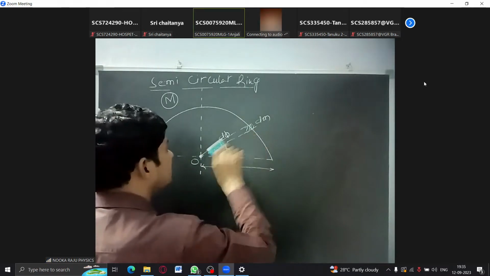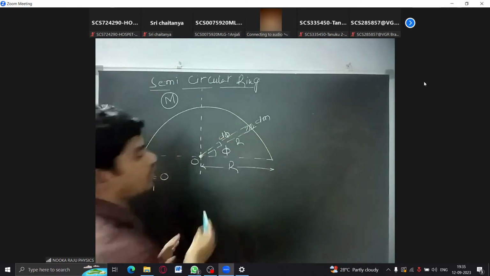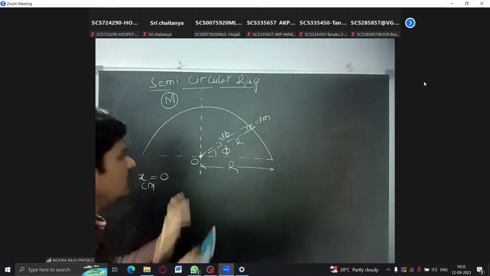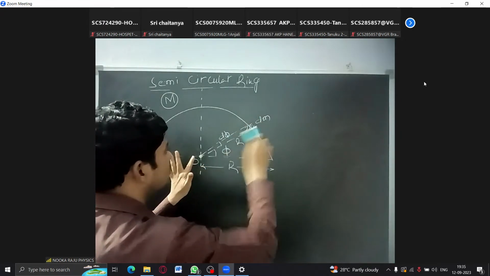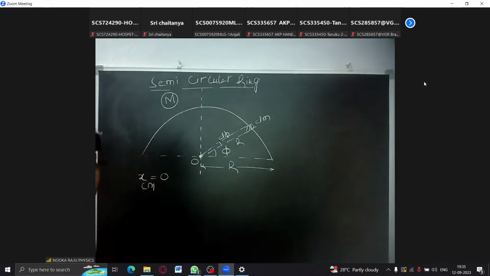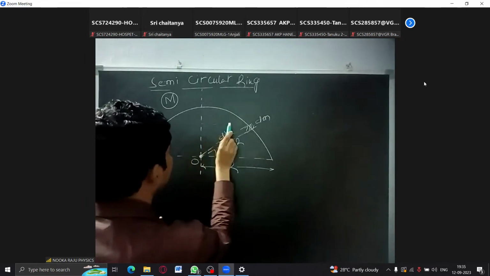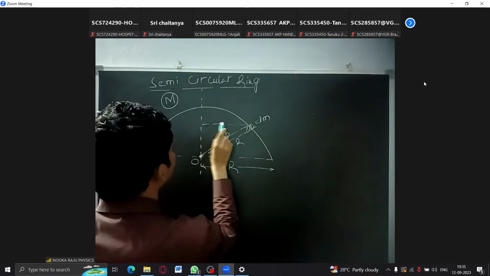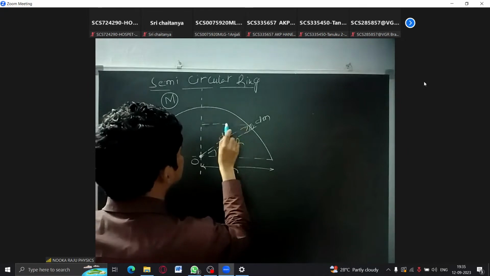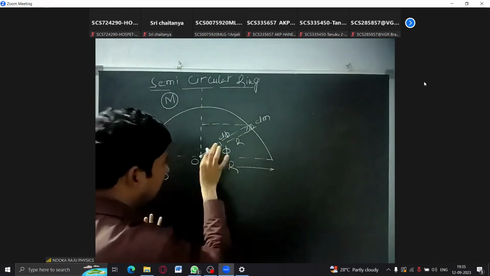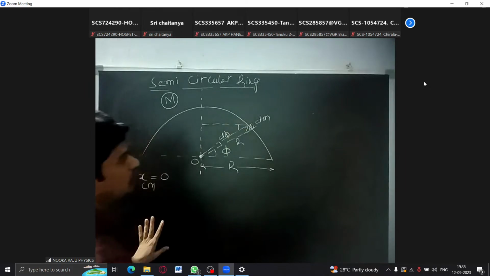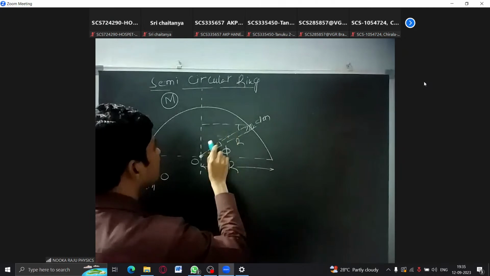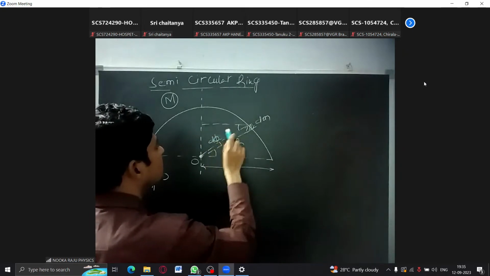Now what is the radius of this one? R is the radius of this given part. Otherwise, this is also a radius, and automatically this one also equals the radius. And one more point: this is also the x-axis. If this angle is pi, what about this value? This also equals pi.